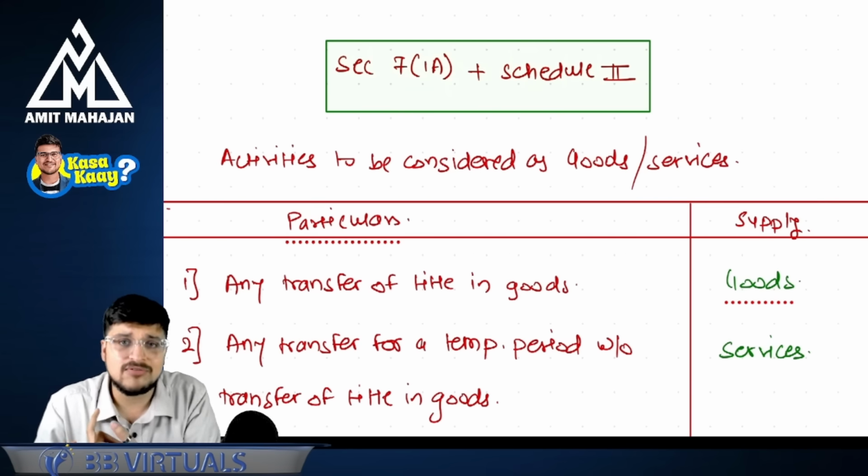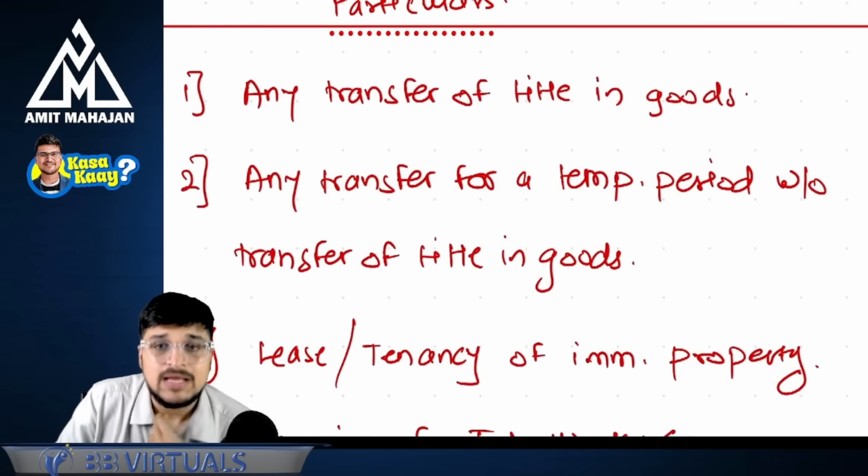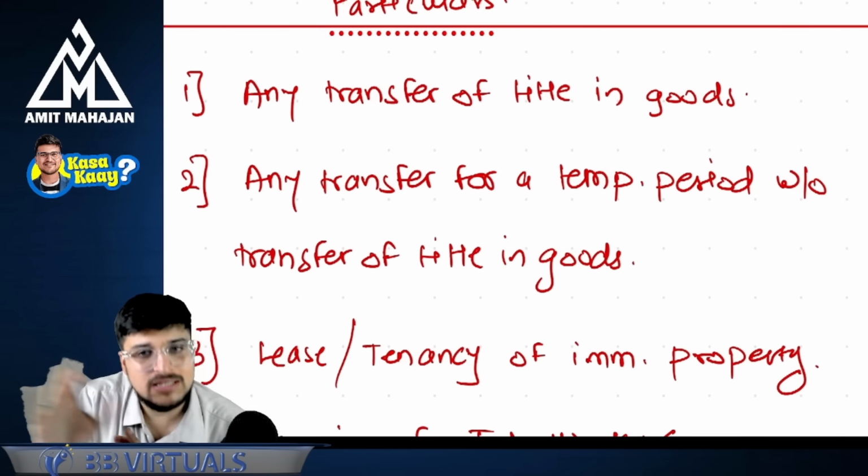Understanding? Let's see. Number 1, any transfer of title in goods. Any transfer of title in goods, which means ownership has been transferred, right? So this is supply of goods. Simple. Number 2, any transfer for a temporary period without transfer of title in goods. If it is given for a temporary period, it will be similar to renting service. It will be similar to renting, right? I have given this on rent, I'm going to get it back. So this will be what? Service and not goods.